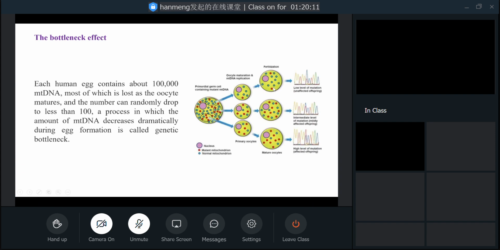So this phenomenon, the mitochondria pass through to the next generation rapidly. So the offspring of one mother has different types of mitochondrial DNA.